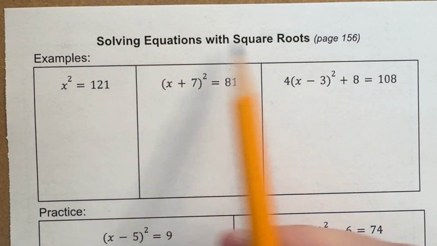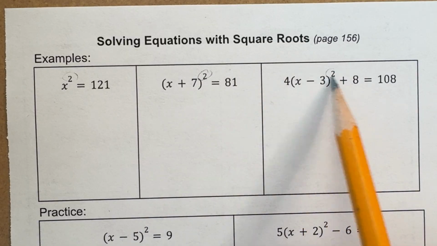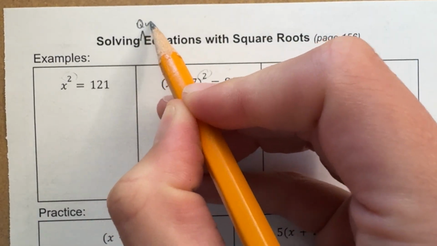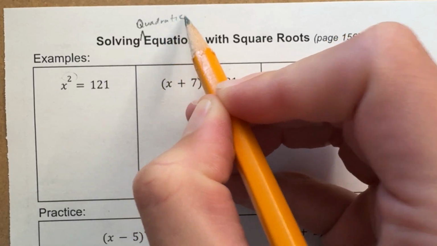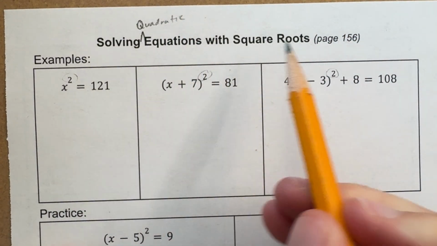Okay, each of these equations has an exponent of 2. Okay, these are quadratic equations, right? We can even say these are quadratic. What does it mean? Quadratic means the highest exponent is a 2. Okay, now we can solve these equations using square roots.